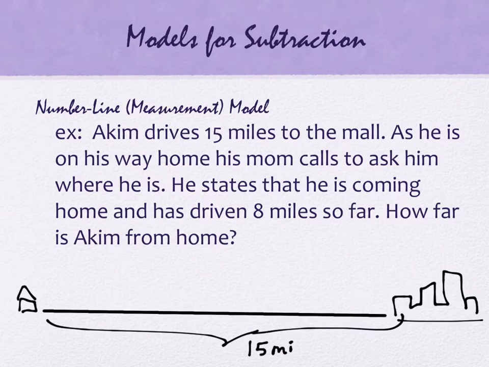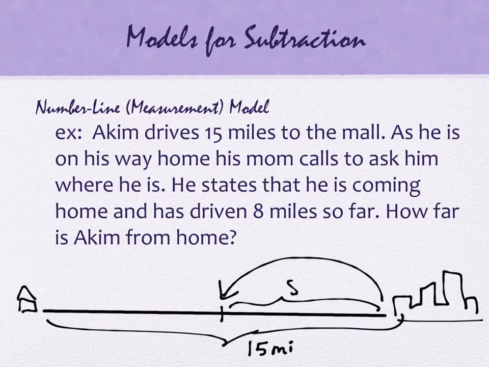Akeem says he's driven 8 miles so far. So he's coming from the mall backwards. And as he comes backwards, this distance that he has driven so far is 8 miles. And the question is, in this particular scenario, what's missing to make up the full 15 at the bottom? So I have a portion on top that's 8. This portion right here, that's a big old question mark, right? And then I have the 15 on bottom. So what number needs to go in that question mark place in order for my 8 and that number to equal 15? Yeah, 7 miles.